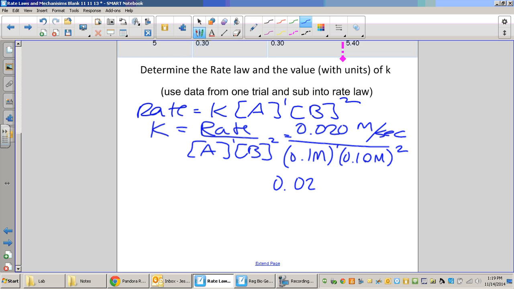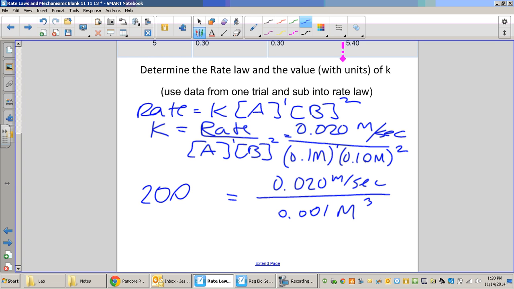So 0.020 molar per second over 0.001. These two things multiply by each other. What units? Molarity cubed, because molarity to the first times molarity to the second, as you add your exponents, so molarity cubed. Okay? 20 divided by 1? I think it's 200, isn't it? Yeah. 0.02, move the decimal over one more, 200. Okay, so that's the number. What are the units, though?